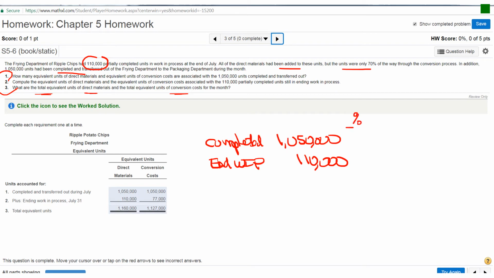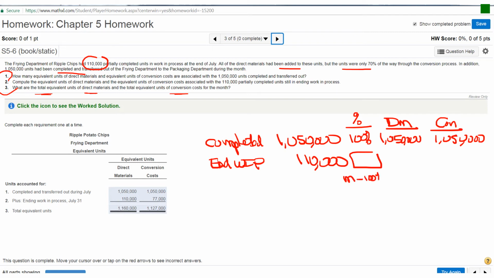When the problem said that these units were partially completed in the work in process at the end of July, that's essentially the ending work in process units. What I like to do is put my percent complete column there. Here's my direct materials column, and then my conversion column for direct labor and overhead. This is always going to be implied 100% complete for the completed and transferred out, so I just copy the 1,050,000 over. And then the other part is what we're going to plug in for this 110,000. For materials, it's going to be 100% complete because the problem said all materials have been added to these units that were partially complete. So you're done with adding direct materials, and this number is going to be 110,000.